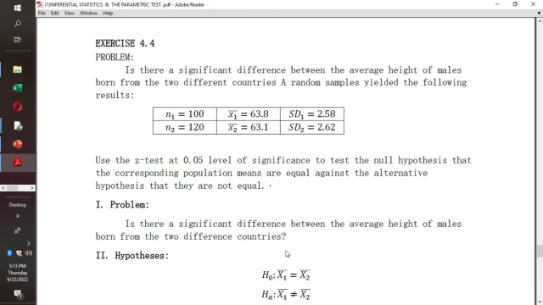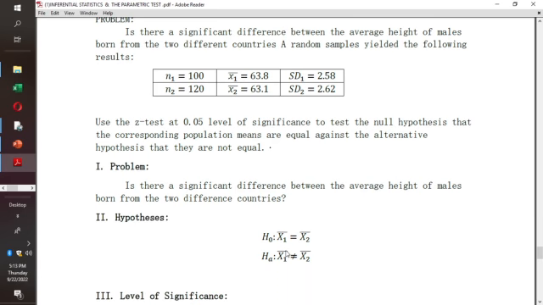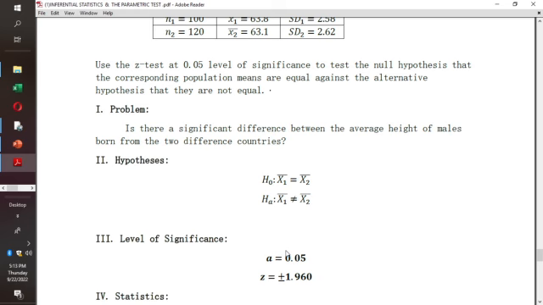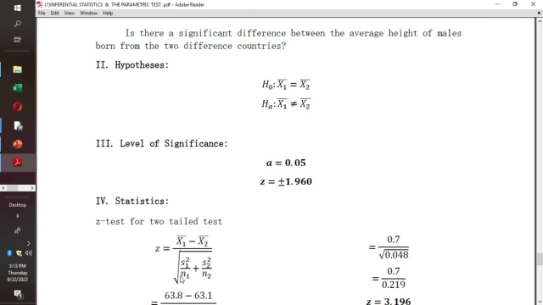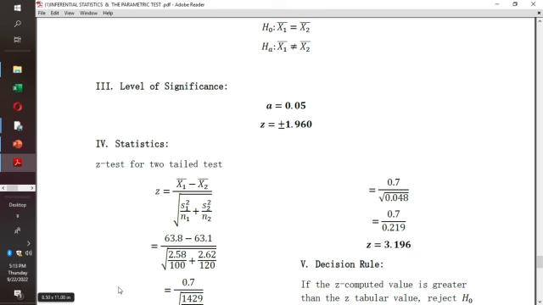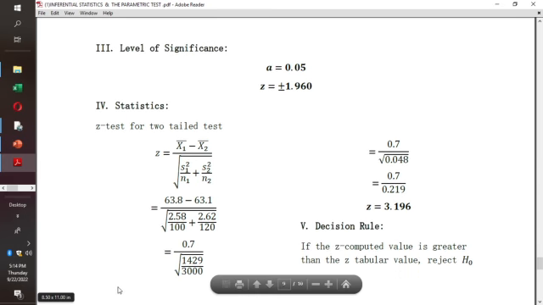Problem: is there a significant difference between the average height of males born from the two different countries? Hypothesis: the null hypothesis, mean of group 1 is equal to mean of group 2. Alternative hypothesis, mean of group 1 is not equal to mean of group 2. Level of significance, alpha is equal to 0.05, z is equal to positive or negative 1.96. Statistics: z-test for a two-tailed test.